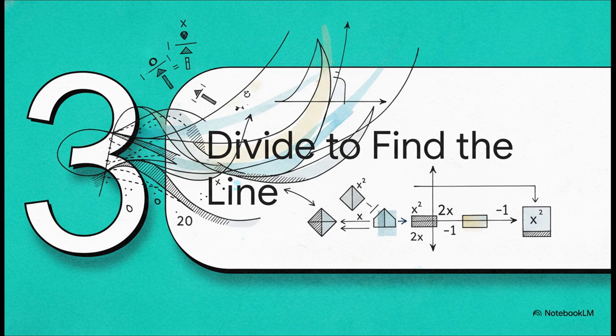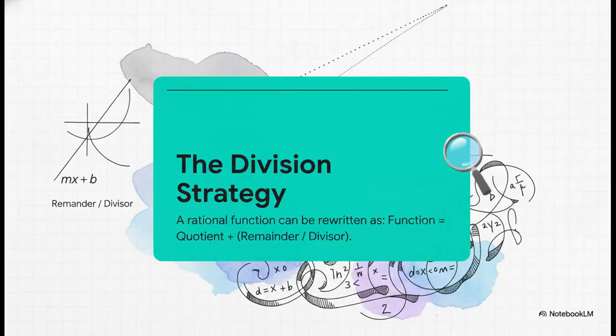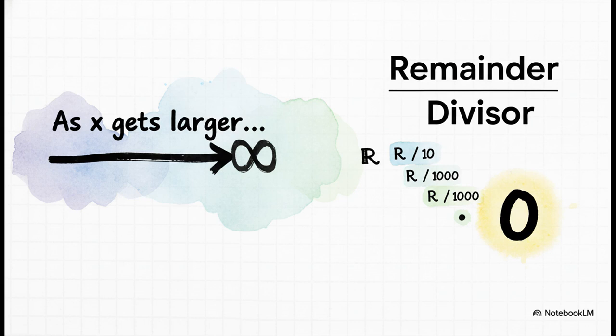Okay, now for the fun part. You've checked the degrees, you've confirmed a slant asymptote exists, so how do you actually find its equation? Well, the key is something you've probably done before, polynomial division. Let's break down how it works. So any rational function can be broken down like this. When you divide the top by the bottom, you get a quotient, and that's going to be your line, something like mx plus b. And then you have some leftover bit, the remainder, that's still being divided by the original denominator.